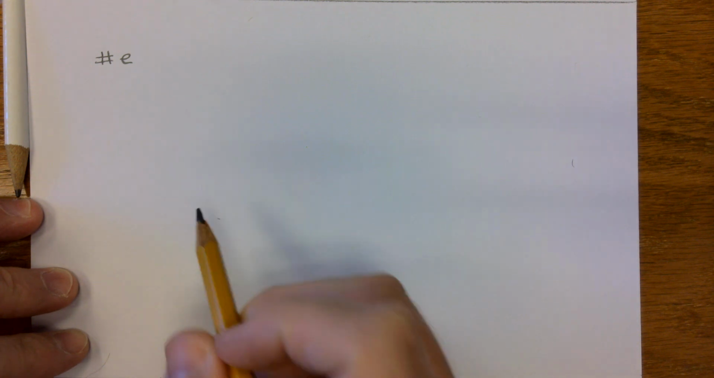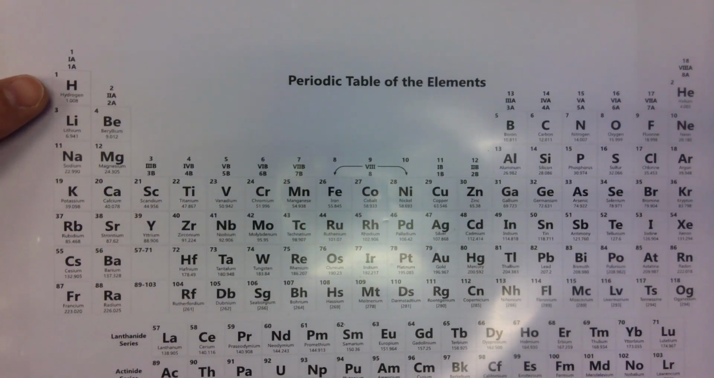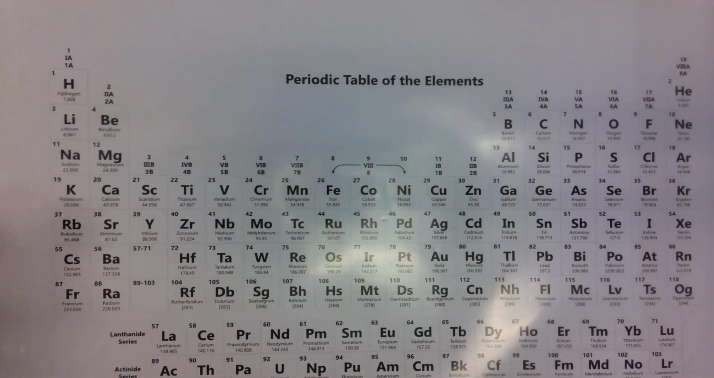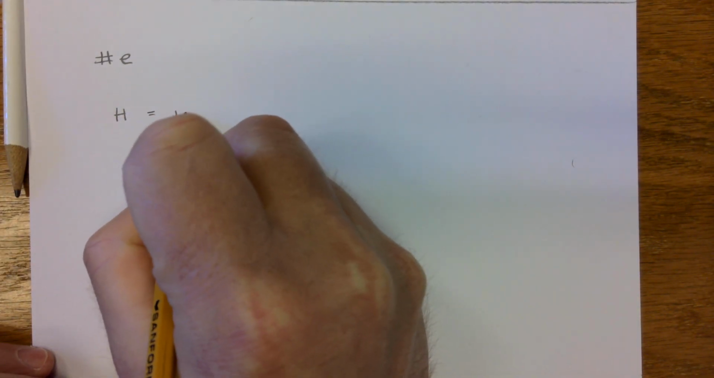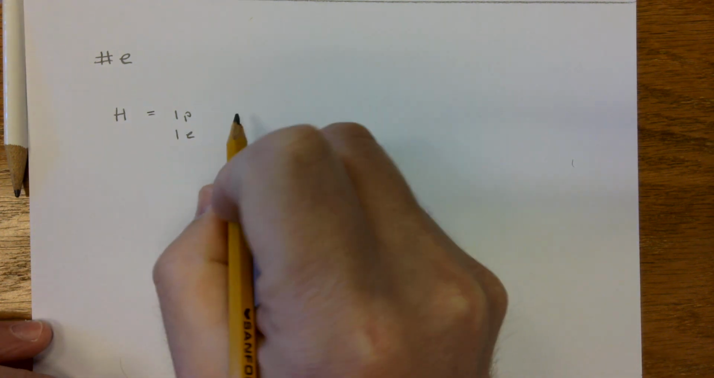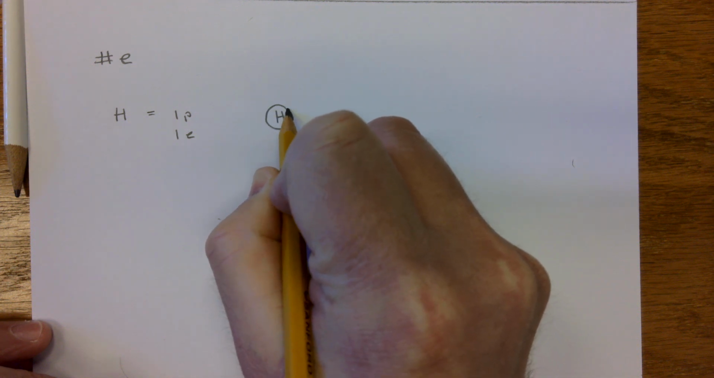All right, so we've got some number of electrons. Pick one. So let's use hydrogen. Hydrogen on the periodic table is right here. It has one proton and one electron. Okay, so we know it has one proton and one electron. Great. If we draw this in our first electron orbital, we have one electron.